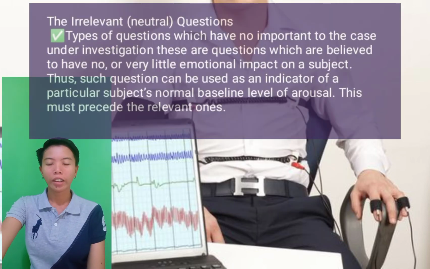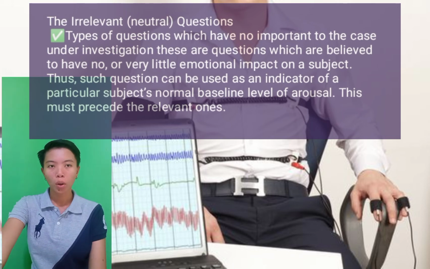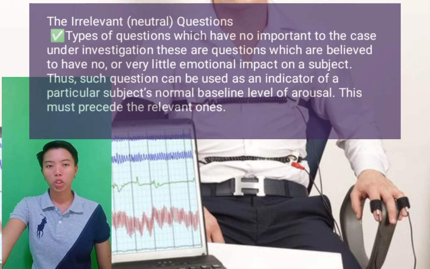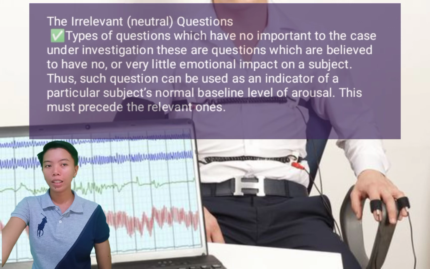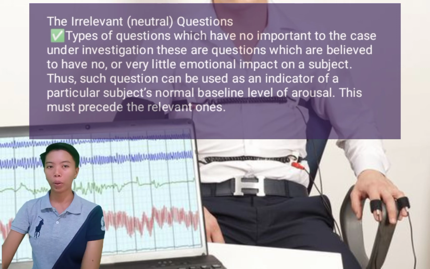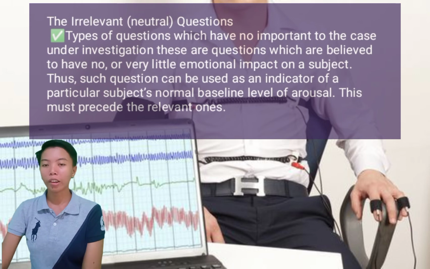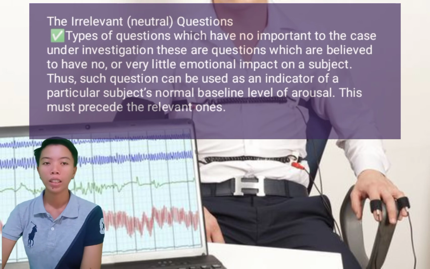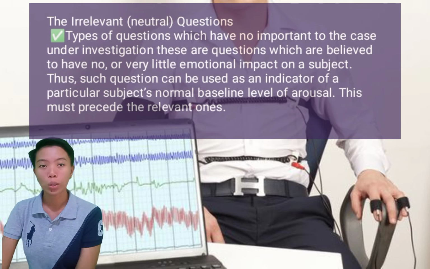Lastly, we have the irrelevant or neutral question. This type of question has no importance to the case under investigation. These are questions which are believed to have little or no emotional impact on the subject. Thus, such questions can be used as an indicator of the particular subject's normal baseline level of arousal. This must be compared to the relevant ones. Examples: Did you eat today? Do you smoke? Do you live in Burgos Street, Bacolod City?